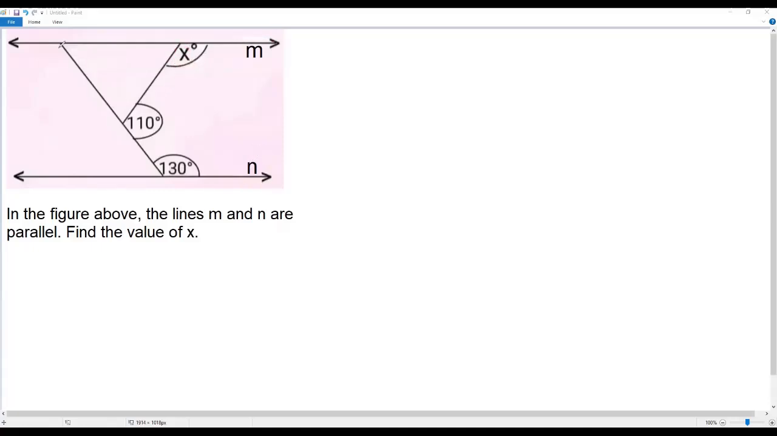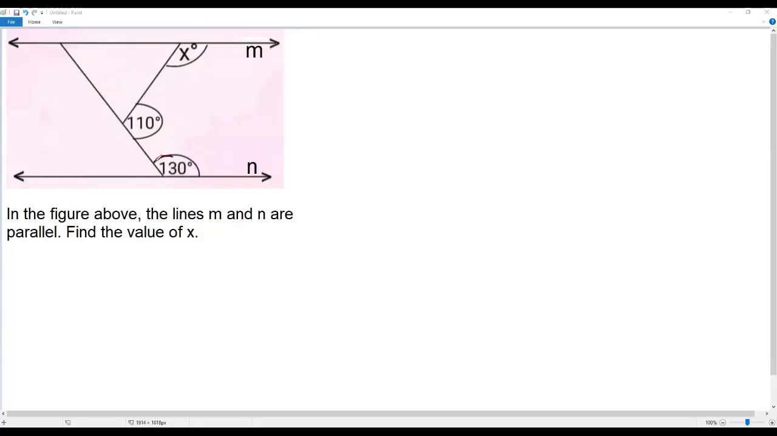So here the line we have is called a transversal, because this particular line intersects the two parallel lines. Whenever two parallel lines are intersected by a third line, it's called a transversal. When two parallel lines are intersected by a transversal, alternate interior angles are congruent. That means they are equal in measure.